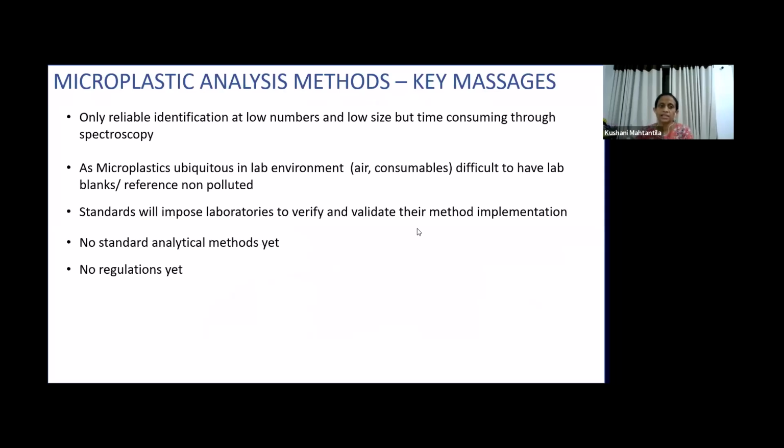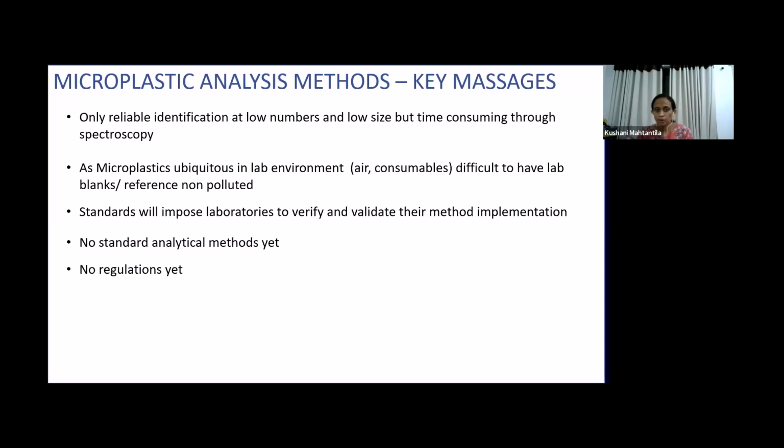So, as a conclusion, the message I have to give: only spectroscopic analysis gives reliable identification at low numbers and low sizes, but it is time consuming. As microplastics are everywhere in the laboratory environment, it is difficult to have lab blanks or unpolluted references. So we have to do blanks for each and every step to evaluate the contamination.